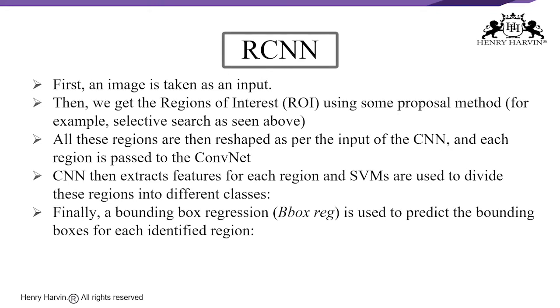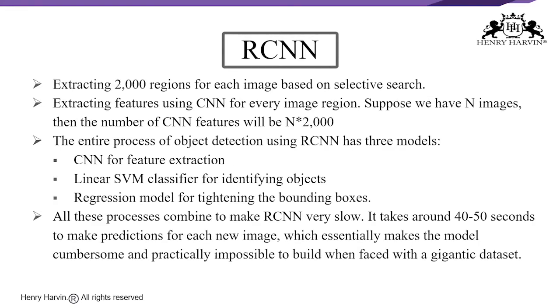Right, now what are the problems with the RCNN? We have seen how the RCNN basically works, right? So what are the problems? Whatever technique we take, there will definitely be some problems with it. Here we face some problems: training an RCNN model is expensive, and extracting 2000 regions for each image is based on selective search. Extracting features using CNN for every image region, say I have n images, the number of CNN features will be 2000 times n.